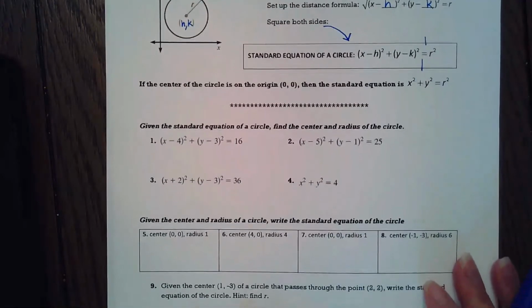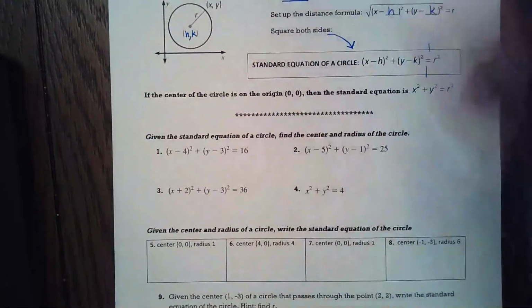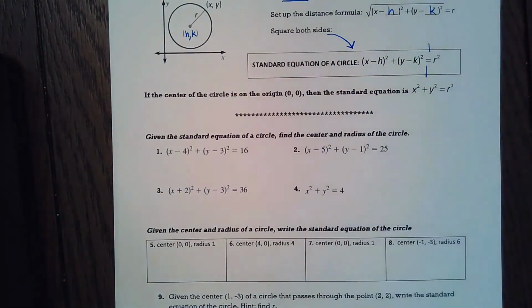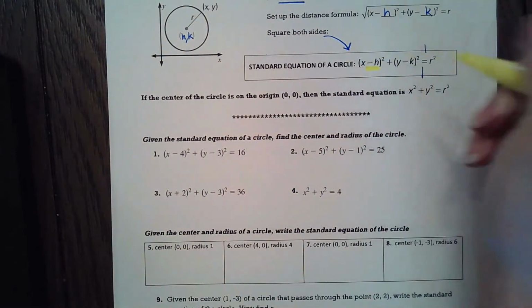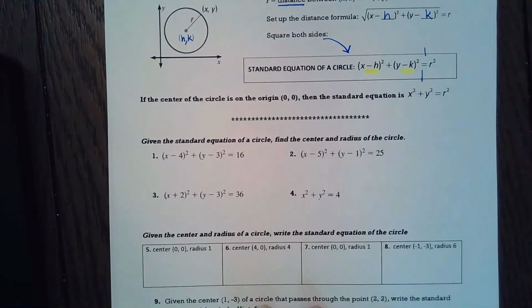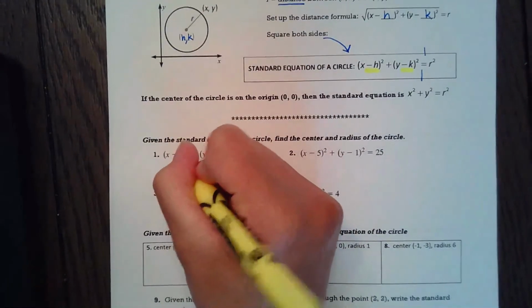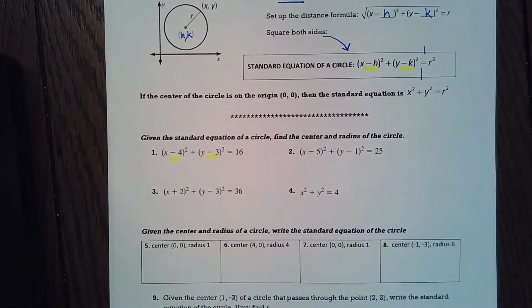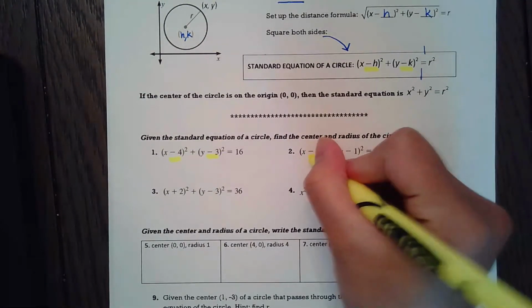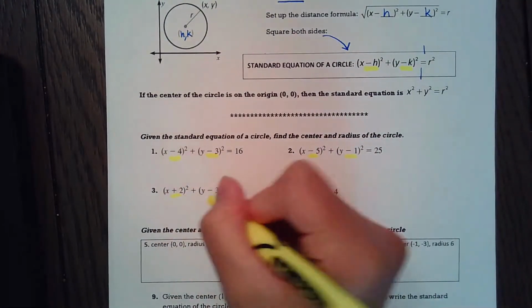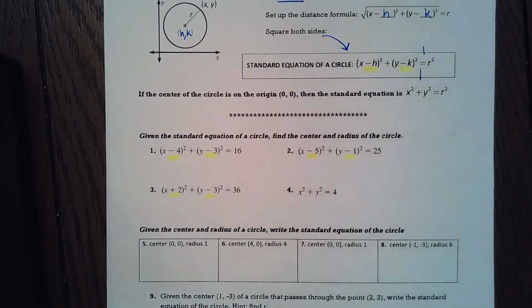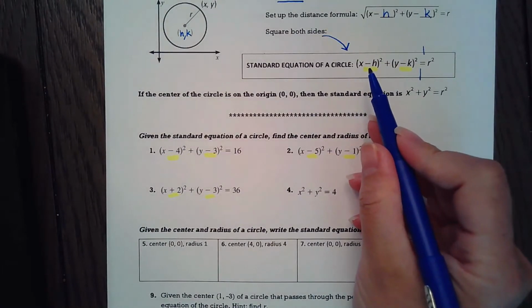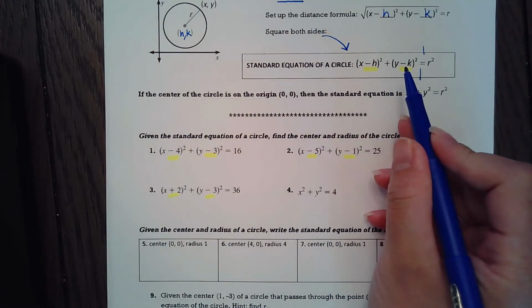Now let's see what kind of questions you're going to get. For the first one, see this right here? This basically means to take the opposite of h and the opposite of k. We always take the opposite of these things. Again, this means to take the opposite of h and the opposite of k.